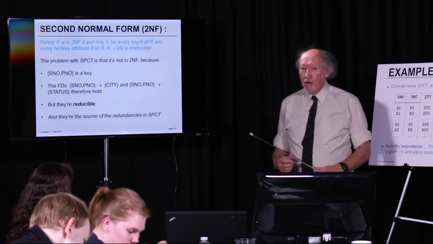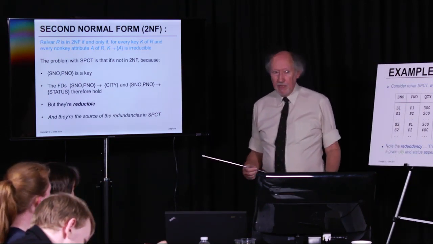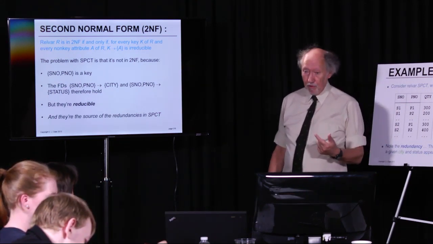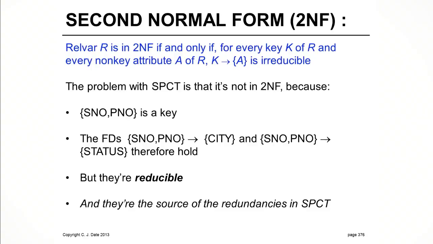So given that notion of irreducible FDs, I can now define the second normal form. R is in second normal form if and only if, for every key K of R and every non-key attribute A of R, a non-key attribute being an attribute that's not part of any key, K arrow A is irreducible. Now, we know that K arrow A holds. There's always arrows out of keys. That FD definitely holds, but it might or might not be irreducible.